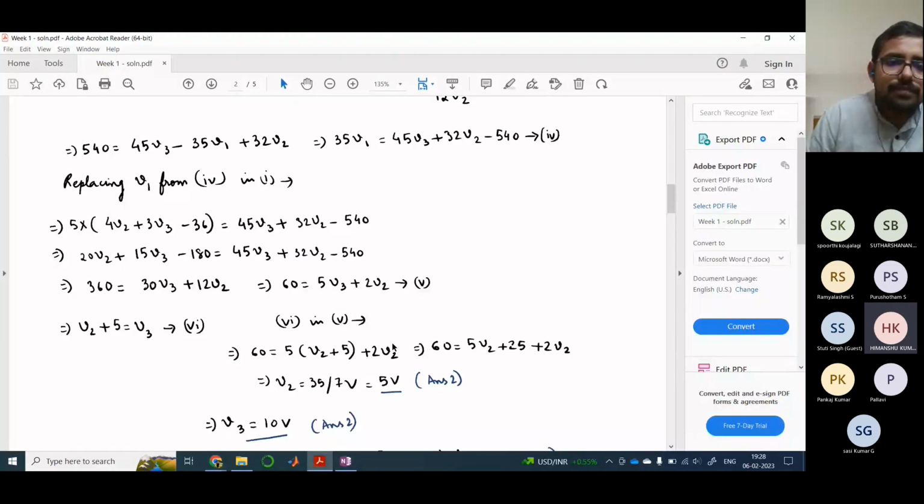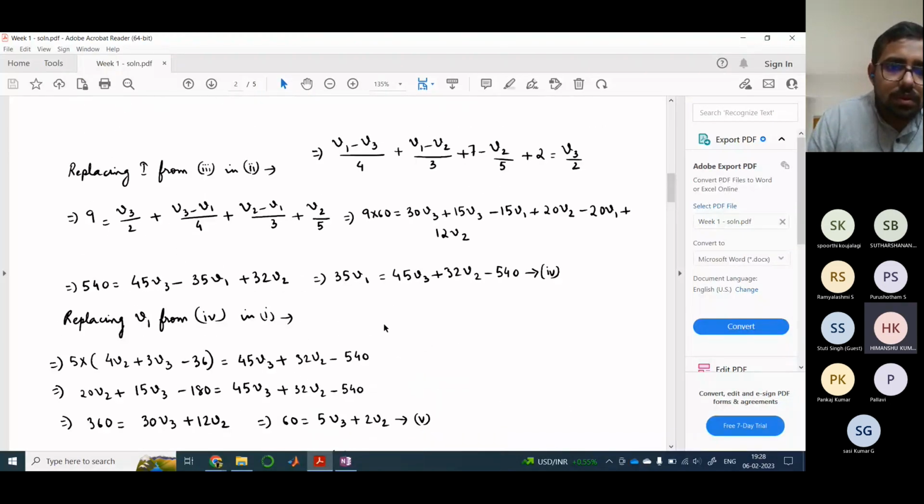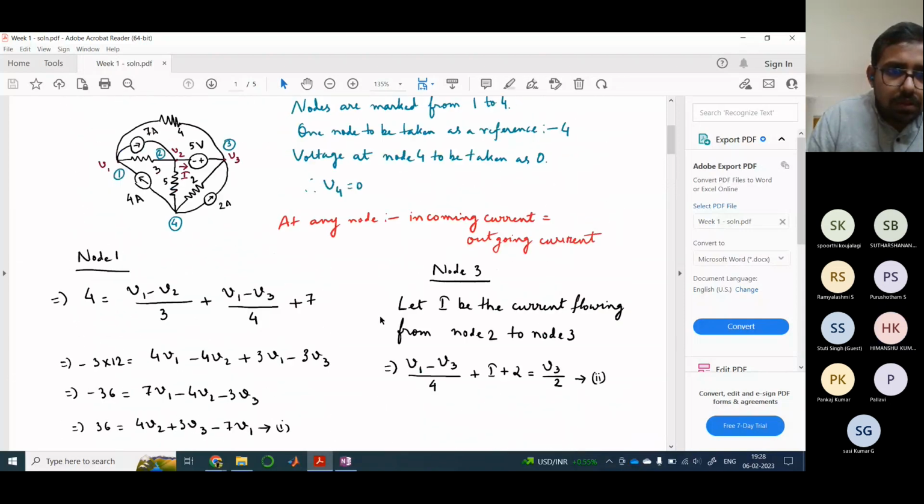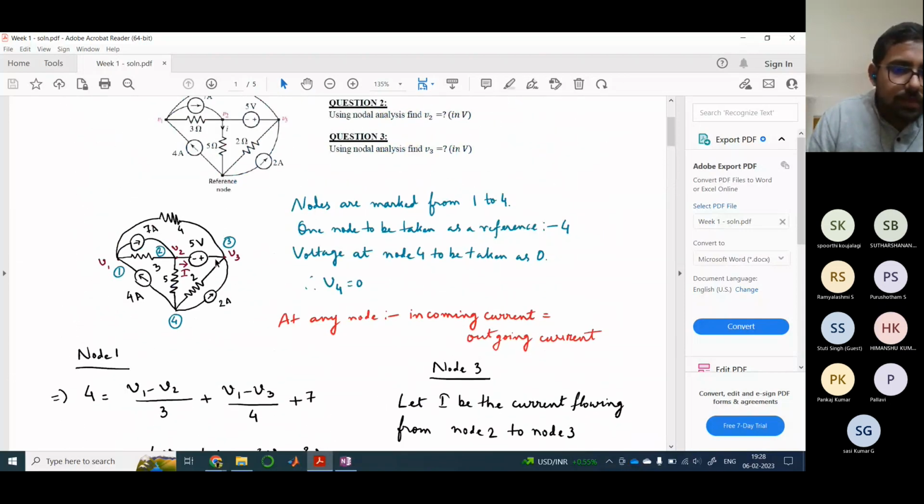Sir, can I use the super node between V2 and V3? Yeah, this is a super node basically. And sir, I have a 7 ampere source in parallel with 3 ohms. Can I do source transformation? Yes, of course, you can do that. Similar thing here also, 2 ohms and 2 ampere. Yes, of course you can do that.